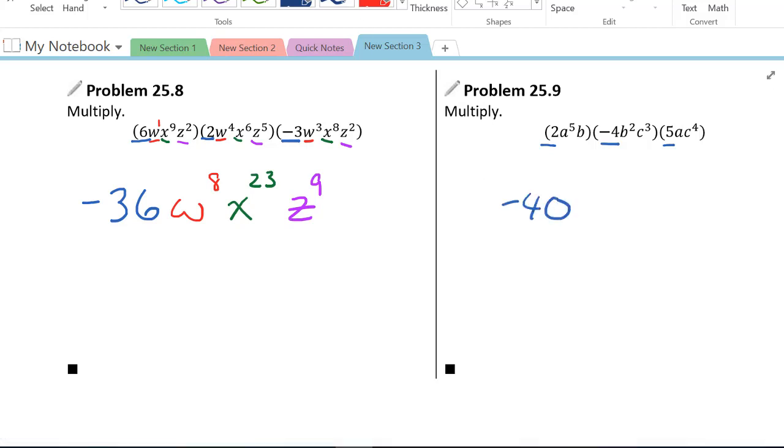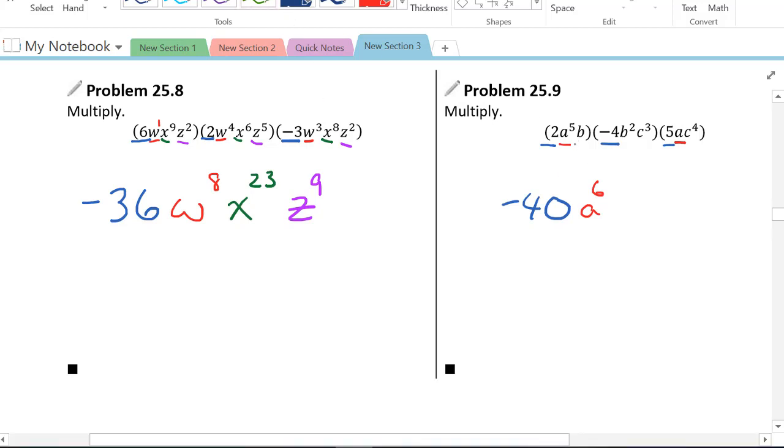And then we're going to put all the a's together, right? That's a to the 5, and then there's no a in this one, but there's a here. And remember, that's really a to the 1, right? So it's going to be 5 plus 1, which is a to the 6. Right? Now let's look at the next one.